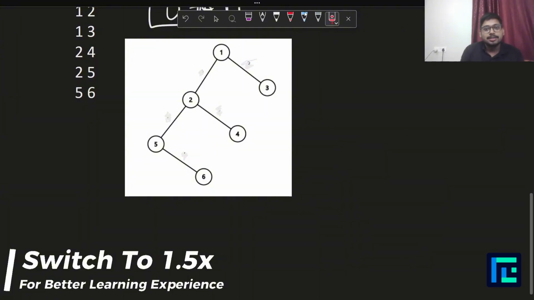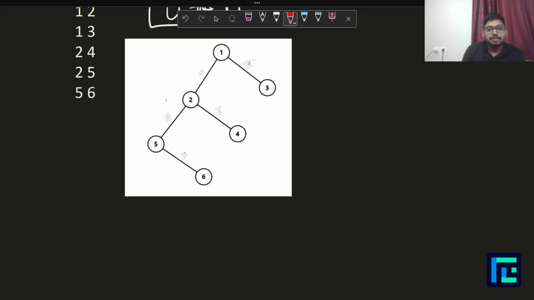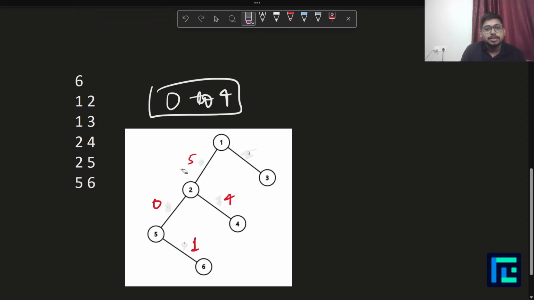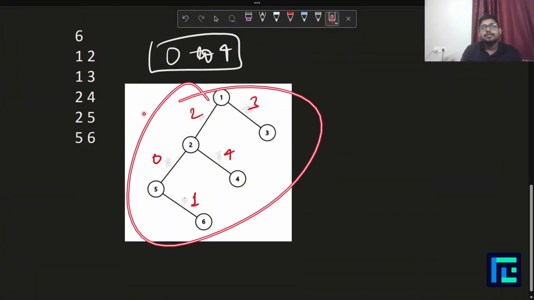Let's randomly assign any one possible assignment and try to calculate the value. Let's say you assign 0 here, 1 here, 5 here, 4 here. No, you need to assign from 0 to 4, so 5 is not present. So 0, 1, then 2, 3, 4. Okay, let's say this is the assignment. This can be one possible assignment.